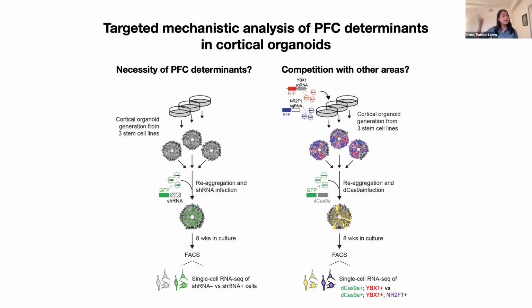For example, in the back of your brain in the visual cortex, the field has established that a transcription factor called NR2F1 is really required for specifying visual cortex fate. So if you have YBX1 and NR2F1 overactivated, which of these areas wins? I'm very excited to share the results of this analysis whenever we have it done in a month or so.